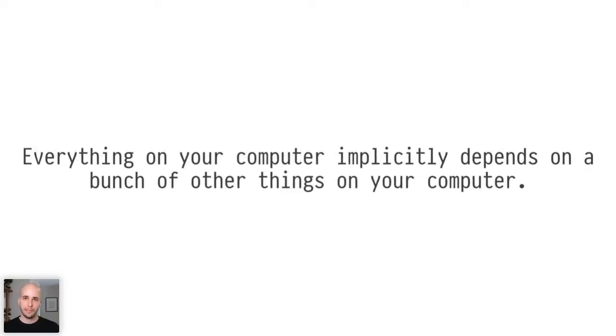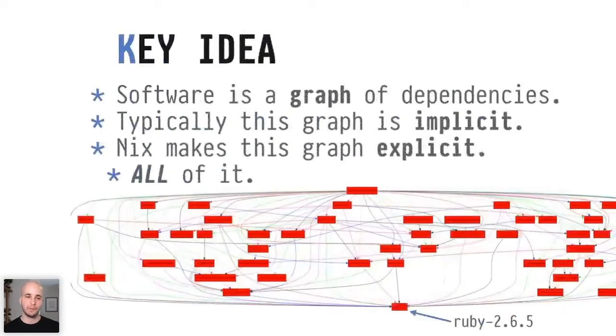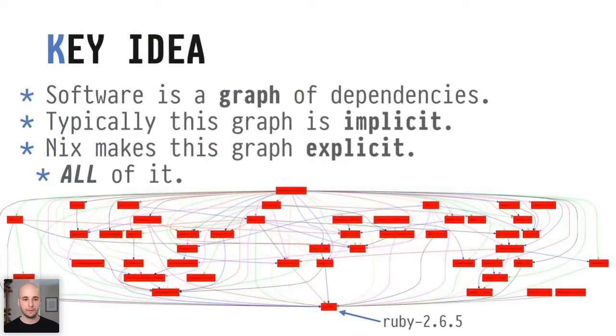So the basic fundamental idea in my mental model of Nix is that every single thing on your computer, all of the software, depends on other stuff on your computer. And normally that's not something you have to think about too much, but Nix forces you to confront that. So the key idea is that software is a graph of dependencies, and typically that graph is totally implicit, or different systems will carve out little pockets of explicitness, but overall the total system is very implicit. Nix forces you to make that whole graph structure explicit. So that's a very abstract concept, but this is what we'll try to develop.